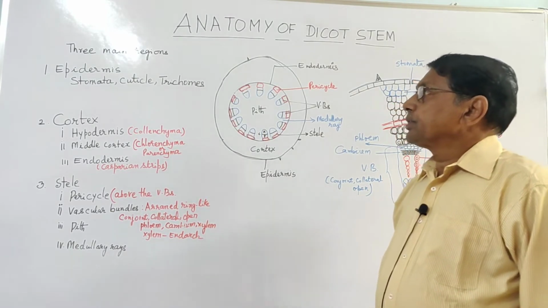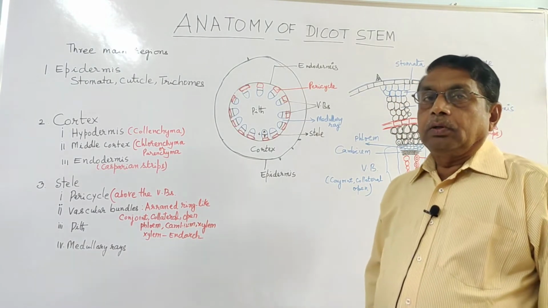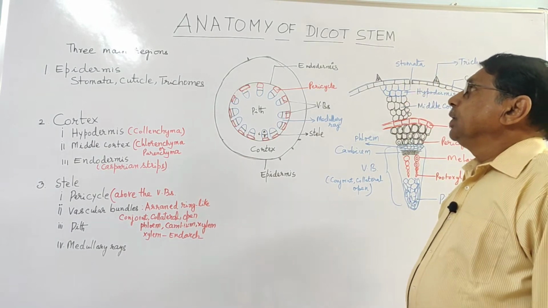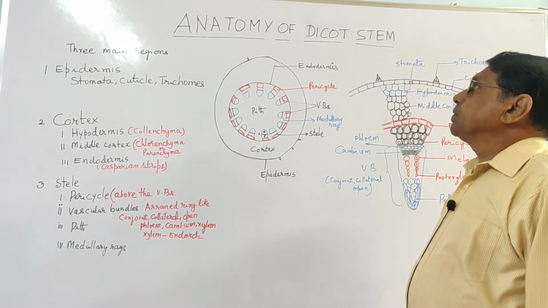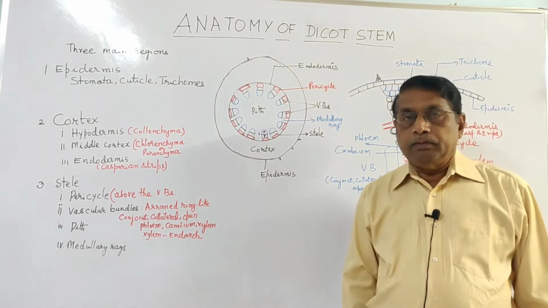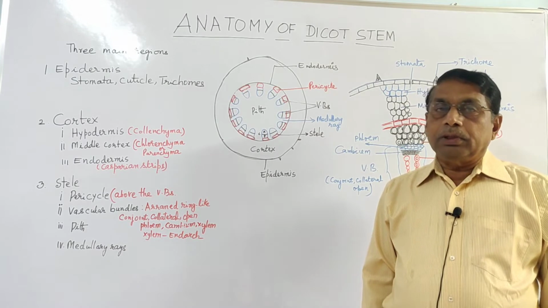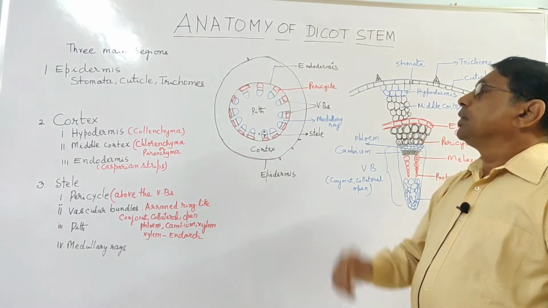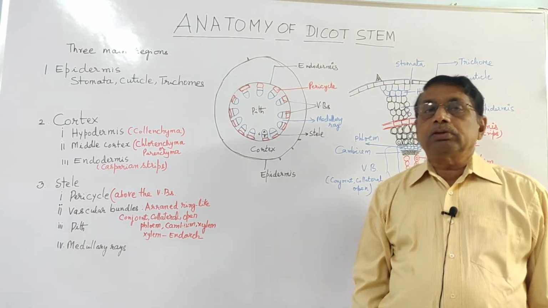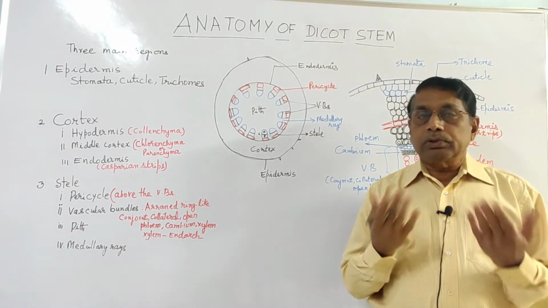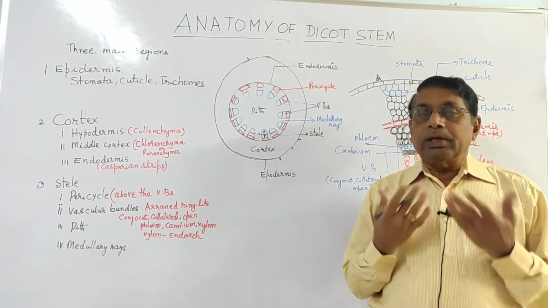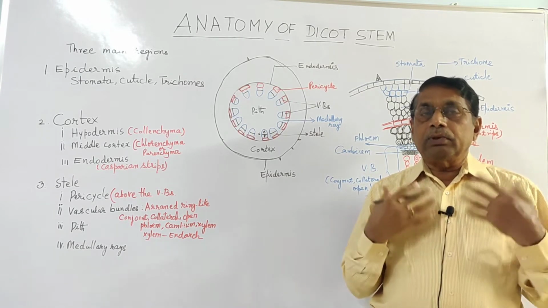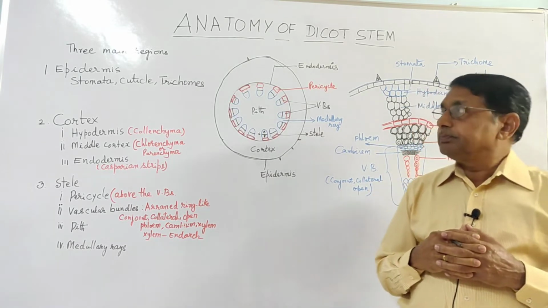In today's class, let us try to understand the anatomy, internal structure of dicot stem. Strictly speaking, internal structure of primary dicot stem, because most of the dicot stems undergo secondary growth, because most of them are perennials, therefore the secondary growth takes place.